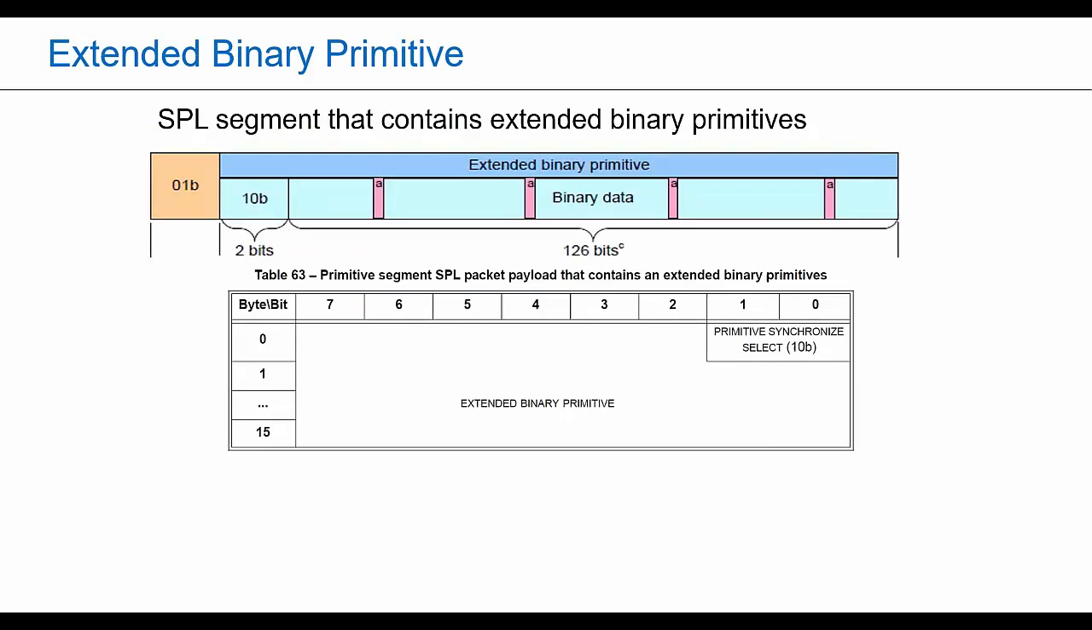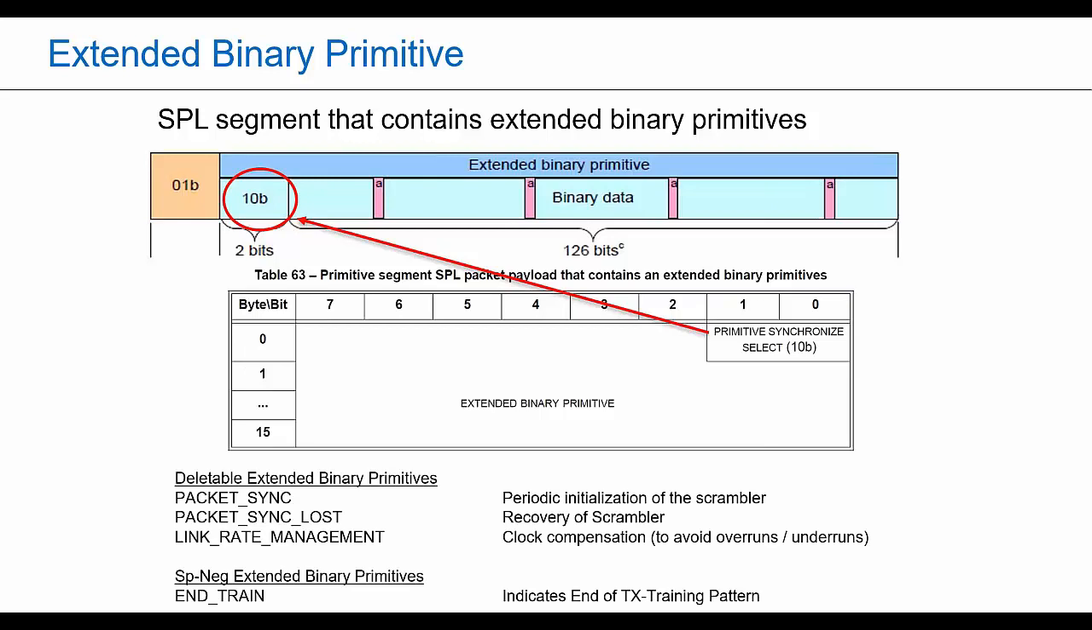Okay, lastly, extended binary primitives. There are just a few of these. Again, they use this primitive synchronized select field here, which is set to 10. That identifies that it's an extended binary primitive. Okay, these are always 4 DWORDs in length, so only one extended primitive will fit in a segment. And there are only 4 of these defined so far. You know, they might define more, but currently just the 4.